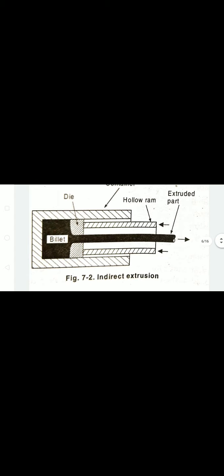In this process, there is no relative movement between the billet and the container wall. Hence frictional losses are minimum and less mechanical energy is wasted in this process. Hence this process requires less power as compared to the direct extrusion process. However, the process is complicated because of the hollow ram and the reverse motion of the product.